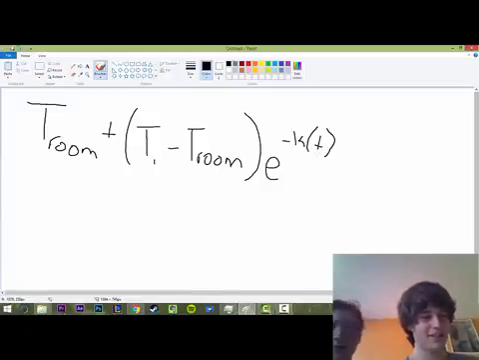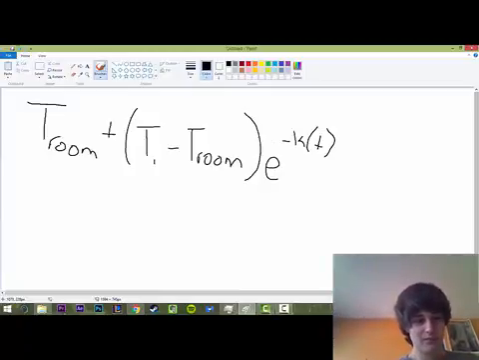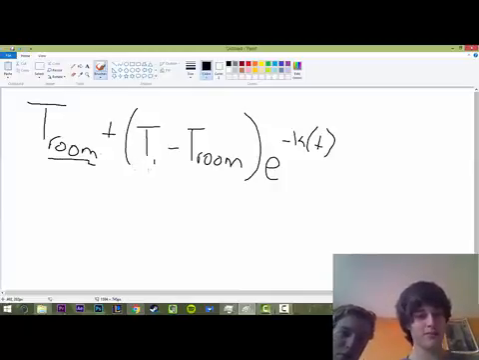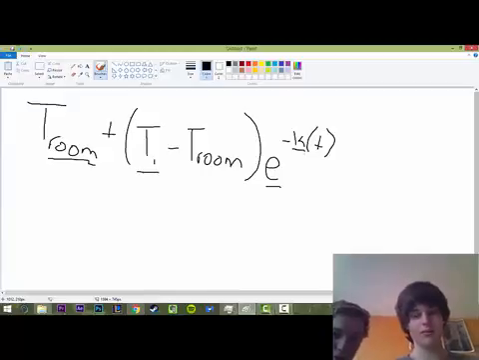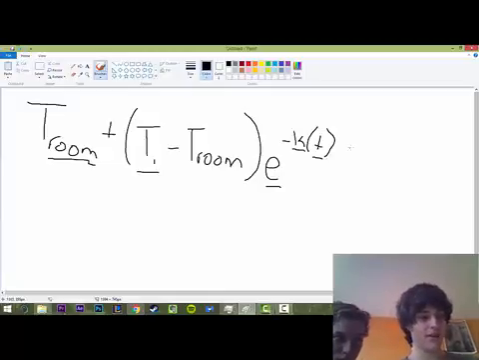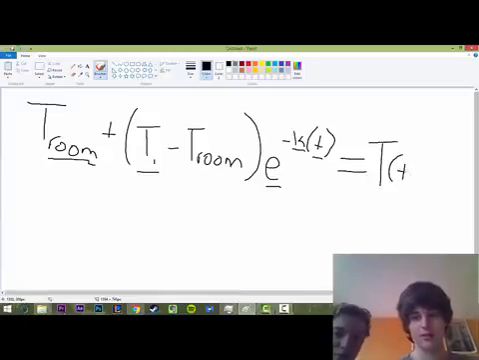So as you can see, it's the temperature of the room plus, in parentheses, T1 minus T room times e to the negative kt. This T room is the temperature of your environment that you're in. The T1 is the recorded temperature that you're using. The T room again is obviously the same thing. E is the exponential number. K is going to be your constant for your rate of decay. And then T is going to be the time since death. And all this is going to be set equal to temperature as a function of time.